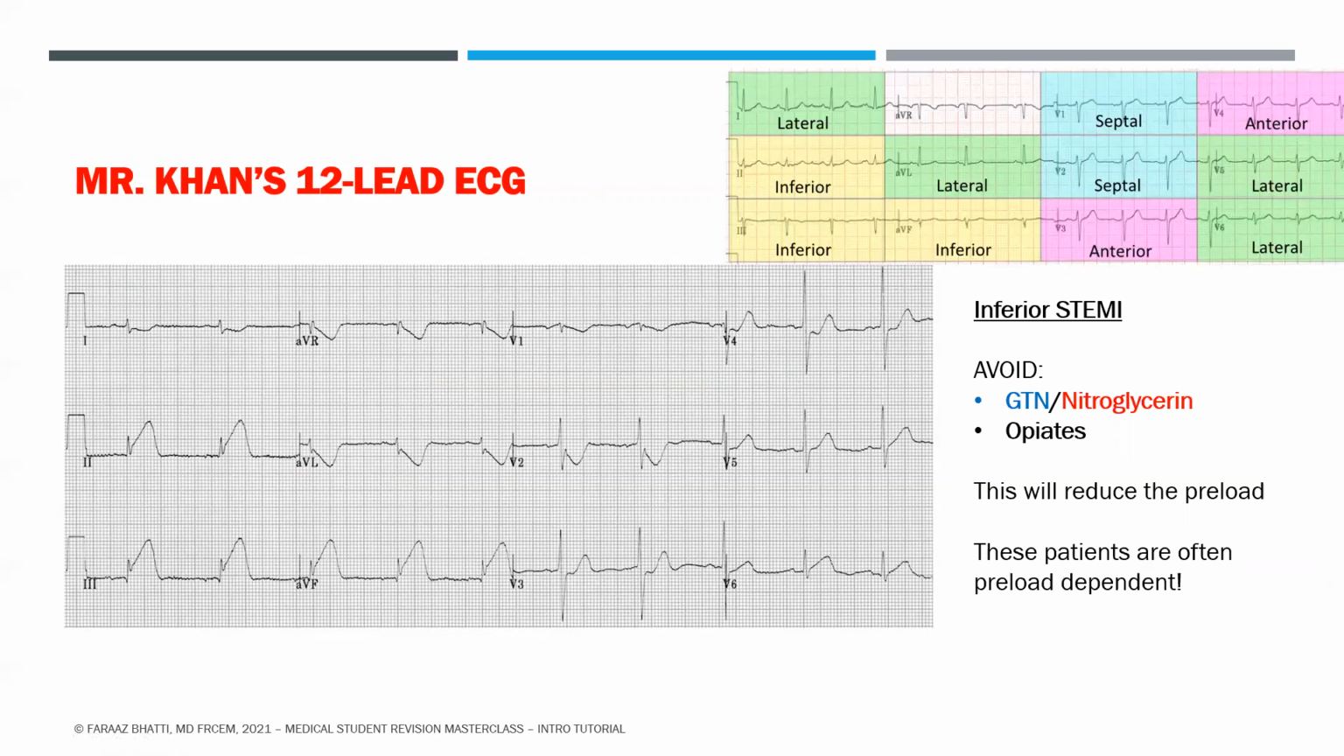As we said, with an inferior MI, inferior STEMI, avoid nitrates and avoid opiates, because what these are going to do is reduce the preload. These patients are preload dependent. So if you remember, the inferior wall of the heart is supplied by the right coronary artery, and that is the right ventricle. If you knock out your right ventricle, then these patients are going to be preload dependent. And giving them nitrates or opiates is only going to reduce their preload and could lead to a cardiac arrest.